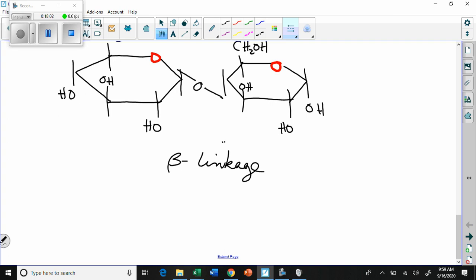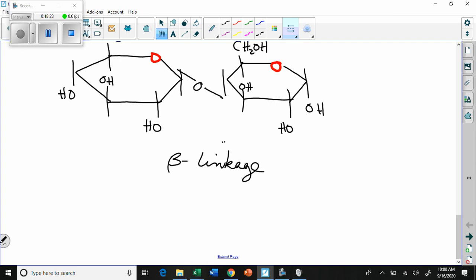So as a visual, you can imagine holding hands with someone who's facing you. If you both hold hands on the same side, that would be one right and one left. That's the alpha linkage. But if you cross your arm across your body so that both of your right hands are grabbing, that's the beta linkage. Question?